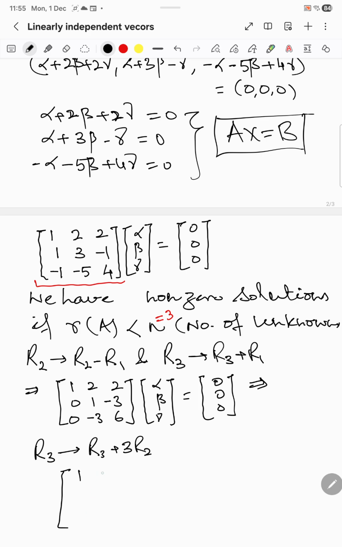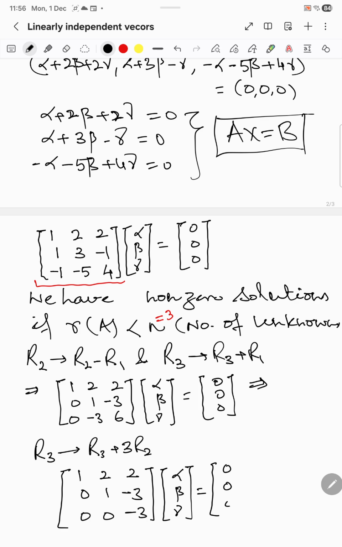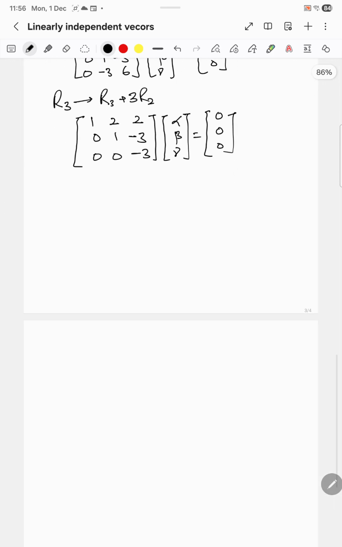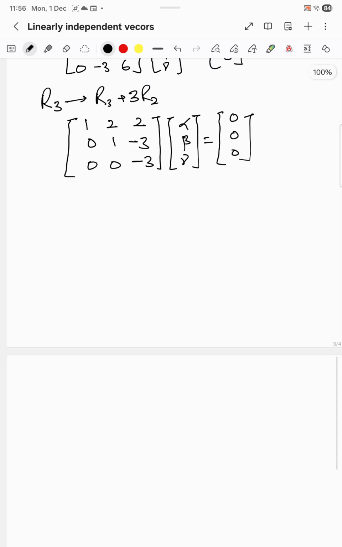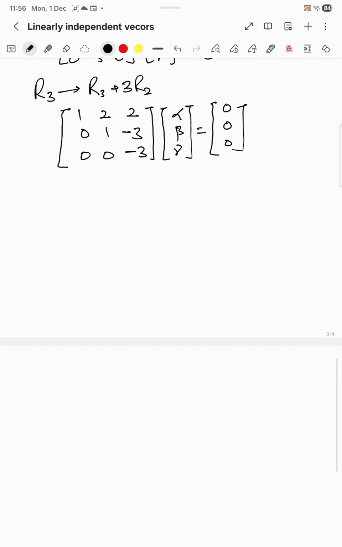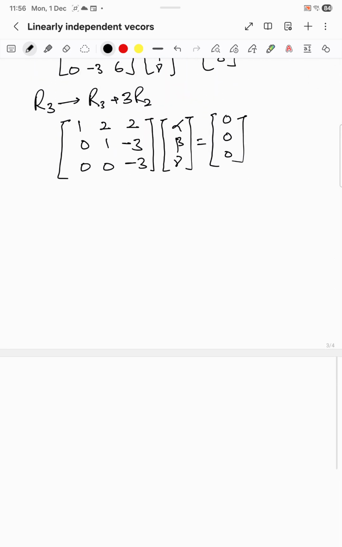So this will be 1, 2, 2, 0, 1, minus 3, 0, 0, minus 3, and this will be alpha, beta, gamma, equal to 0. Now from here we again generate the system.